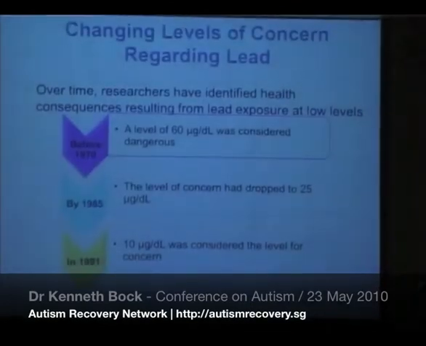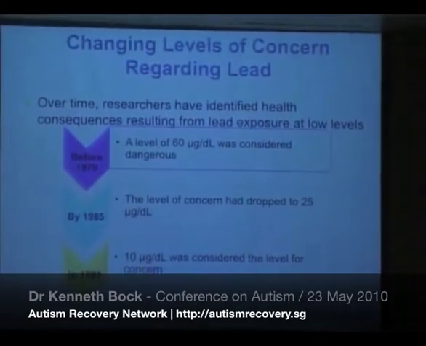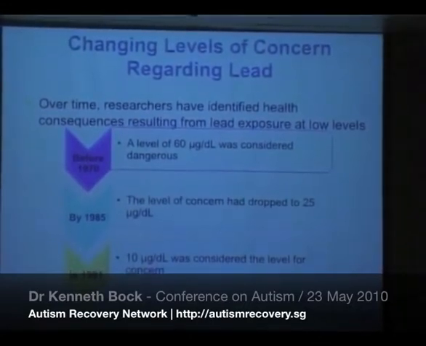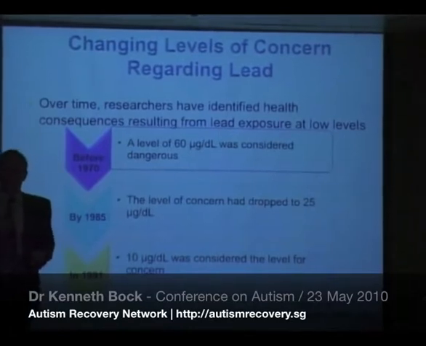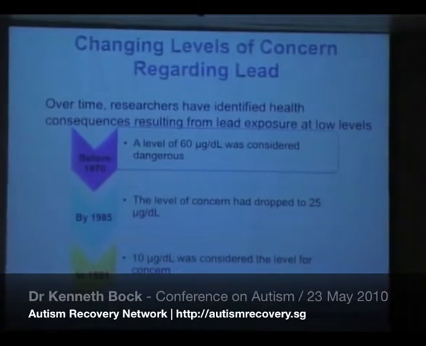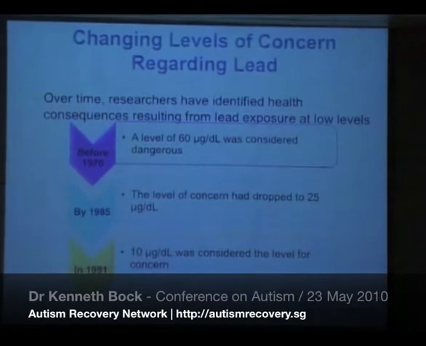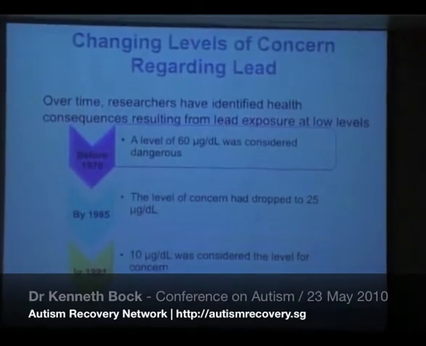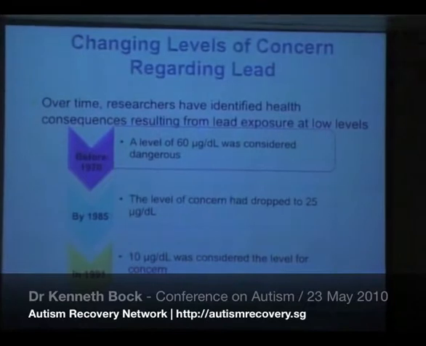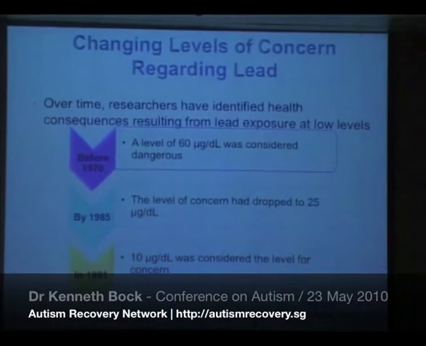Now lead. I'm going to have to run through this because of time, because I'm going extra slow so you understand this. Lead is really interesting because it is one of the classic examples of a toxin where over time we've realized lower and lower levels are more toxic. Before 1970, we thought the dangerous level was 60. Then by 1985, it dropped to 25. In between there, it was 45. And by 1991, it's 10. So 10 micrograms per deciliter was considered the level for concern. That's what it still is 19 years later.